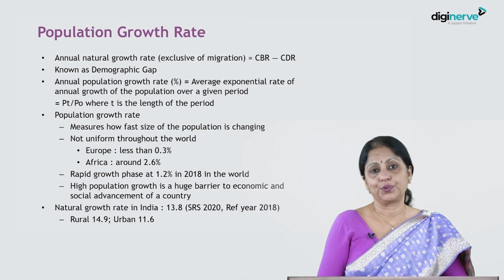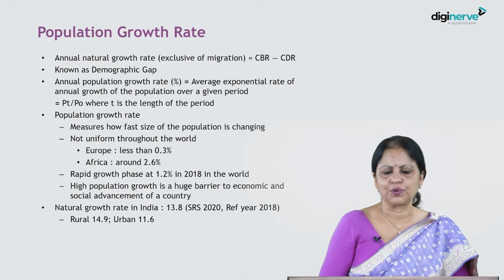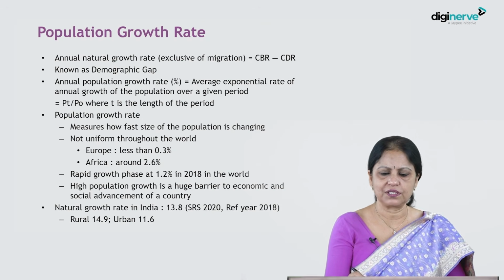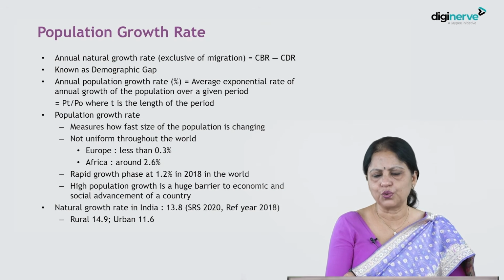Now, population growth rate. So annual natural growth rate, exclusive of migration, is crude birth rate minus crude death rate.